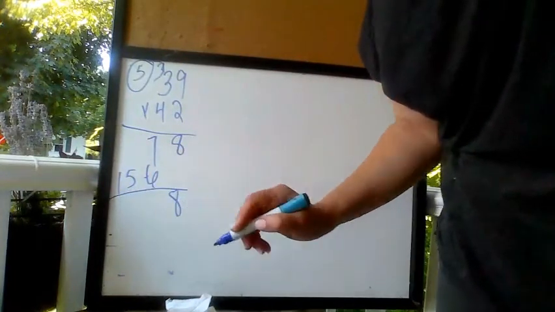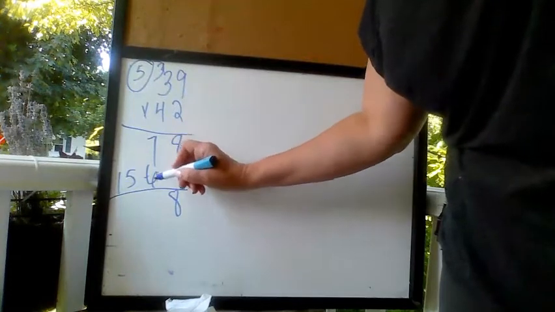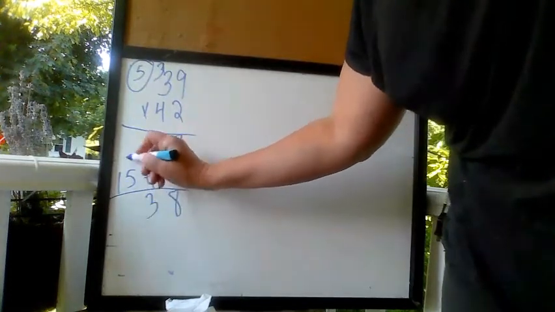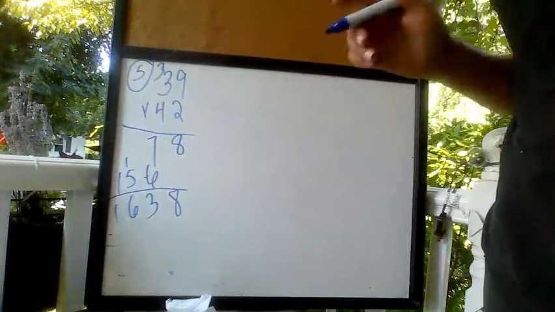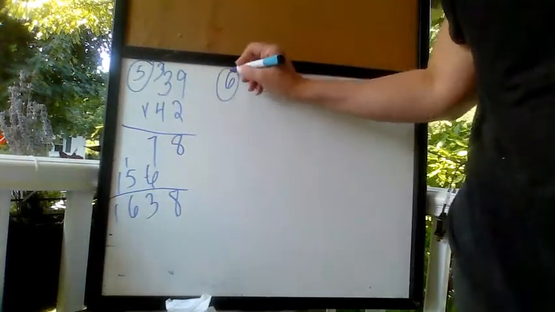So that's 8. And then 7 plus 6 is 13, carry the 1. 5 plus 1 is 6, and 1. So the answer is 1,638. Number 6.